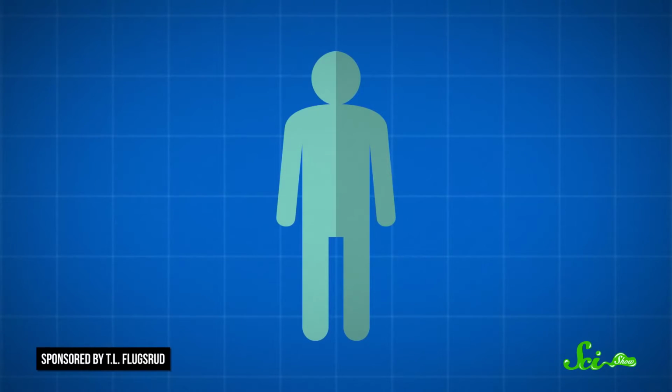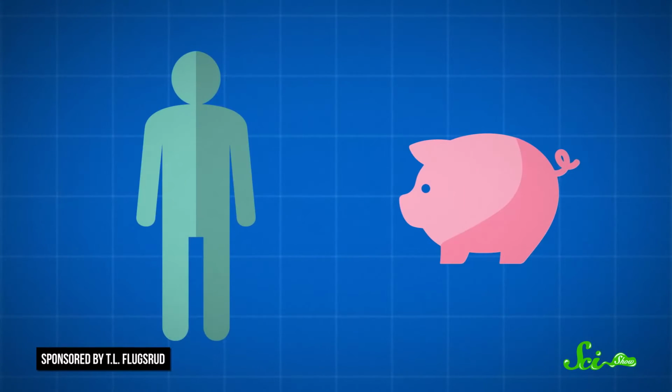The problem with these HLAs is that they are incredibly diverse, with thousands of variants, which makes it very hard to find a donor whose chemistry matches a recipient. Some people spend years on the waiting list, others never get a match at all. But there are a few ways around the problem, and one of them is to skip humans and move to pigs.